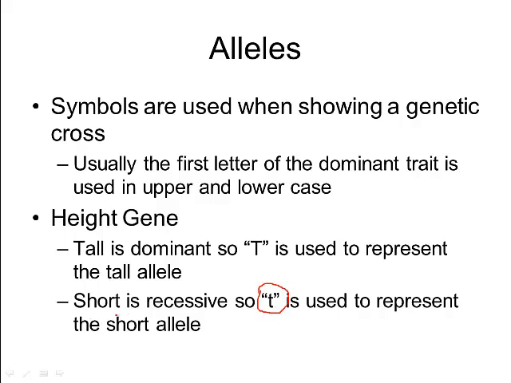So you wouldn't use an S for short. You're using the first letter of the dominant trait. In this case that's tall, so we're using T. Occasionally the letters aren't the easiest ones to use, because the letter S can be hard, since it's hard to tell the difference between a capital and a lowercase s. So there are exceptions to this, but in general, you take the first letter of the dominant trait, and that's the letter you use when coming up with your symbols for your alleles.